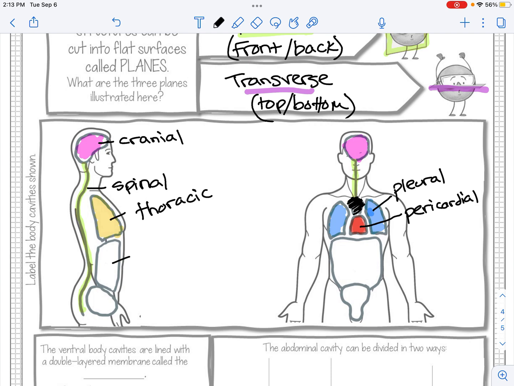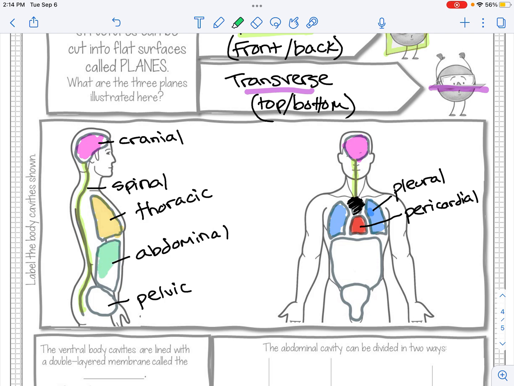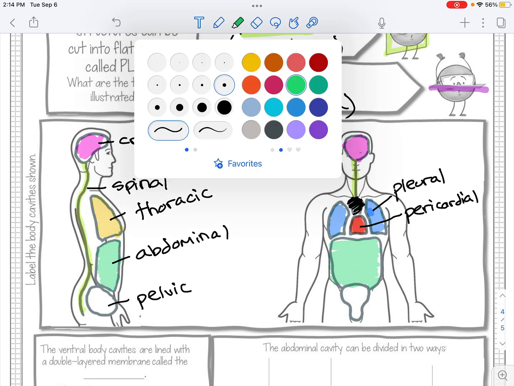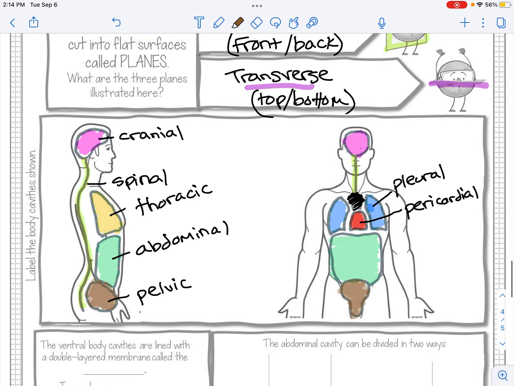The next one is the abdominal. And then the very bottom one is the pelvic. Or sometimes they're put together and called abdominopelvic. Abdominal. And what color for pelvic? Let's go with that. If you want to label them on both pictures, go crazy. I just labeled them on one and colored on both.